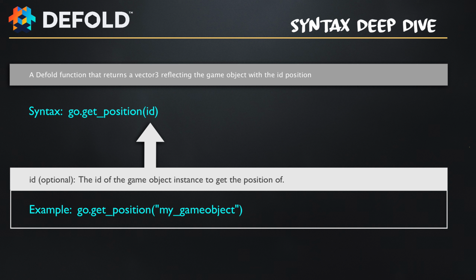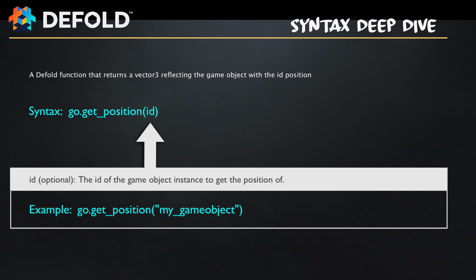Go.getPosition. This function retrieves the global world position of the game object as identified in the parameter. The ID is either in a string or a hash or a URL ID of the instance that you want the position for. It returns a vector3 instance position.